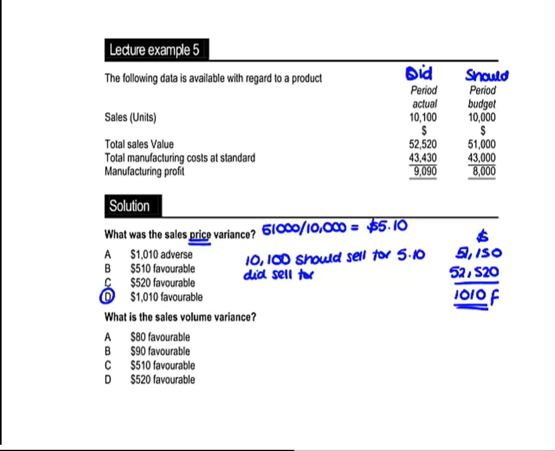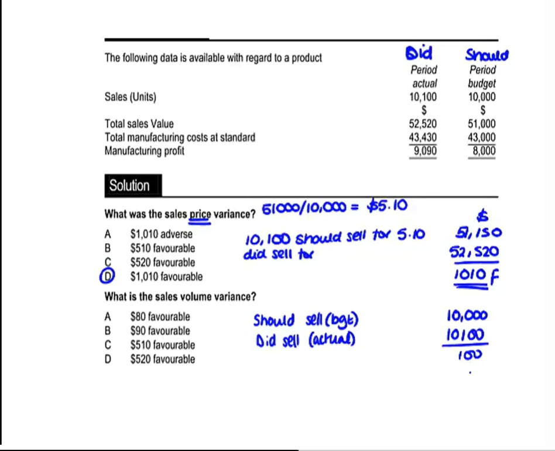With the sales volume variance then, we're going to be looking at how many units we should sell. So that's our budget, compared to how many units we did sell, which is the actual sales. So we've sold 100 units more than we were planning to. And what we need to do is to value that at the standard. And we assume, because we're talking about standard profit, that this company is using absorption costing. So we're going to value that difference at the standard profit per unit. And the standard profit per unit, 8,000 divided by 10,000, so the standard profit is 80 cents per unit.